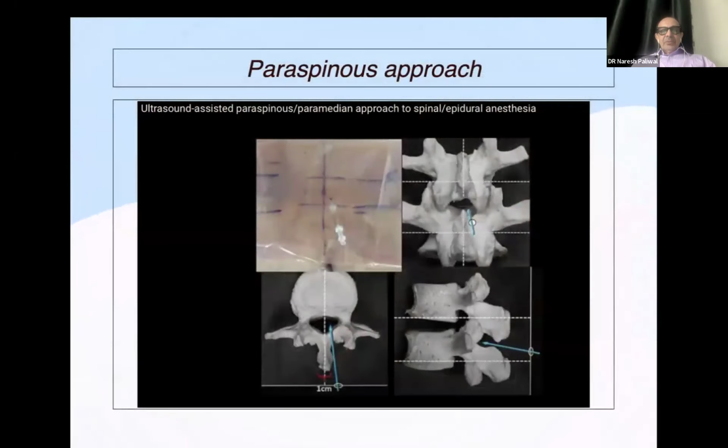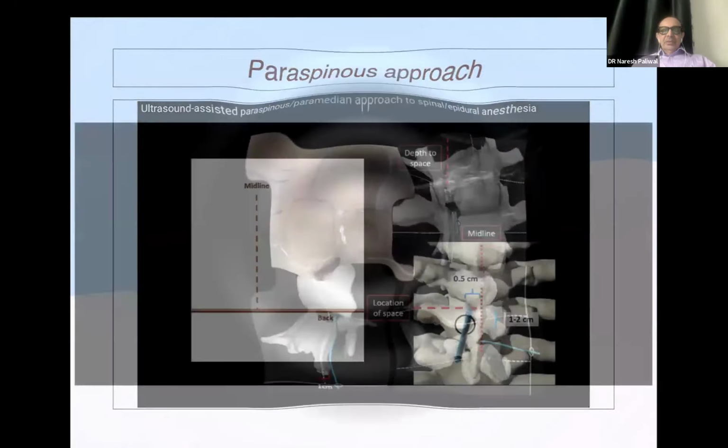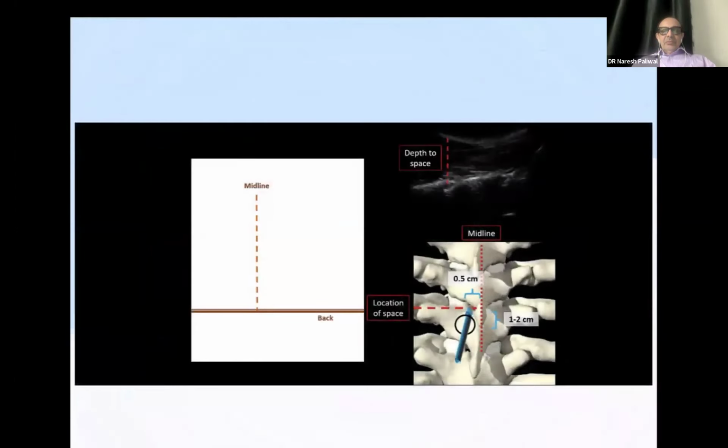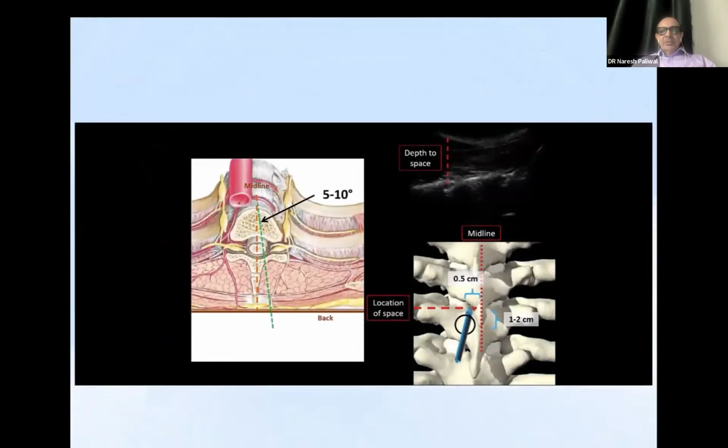This is a paraspinous approach. When you go just 0.5 to 1 centimeter or even less alongside the spinous process, I'll show a video of this. The angle of median angulation should not be more than 5 to 10 degrees, just alongside the spinous processes.